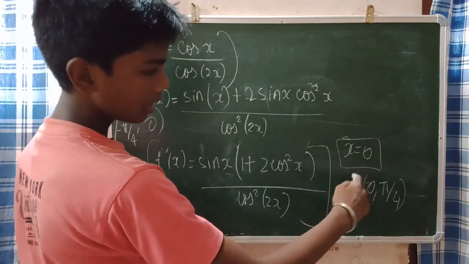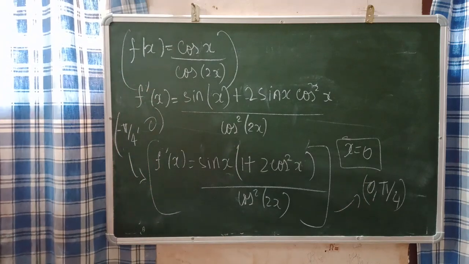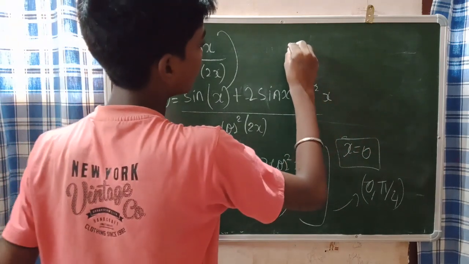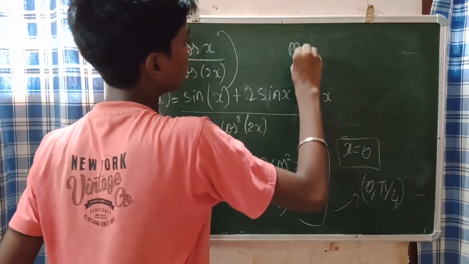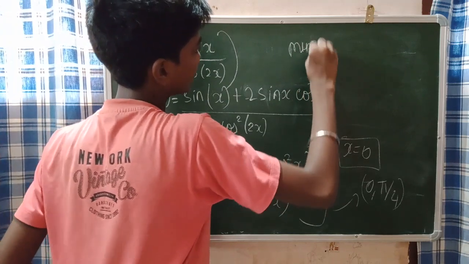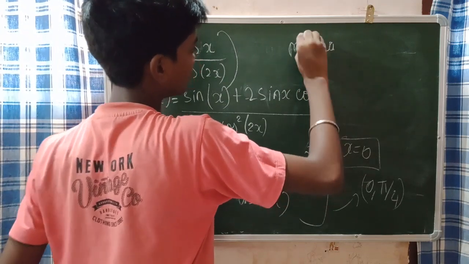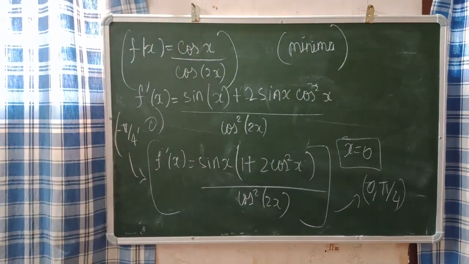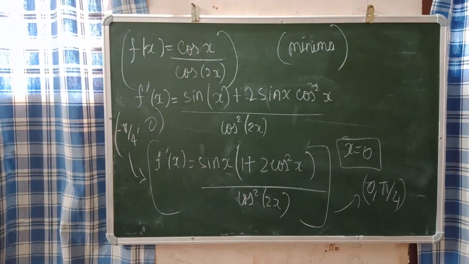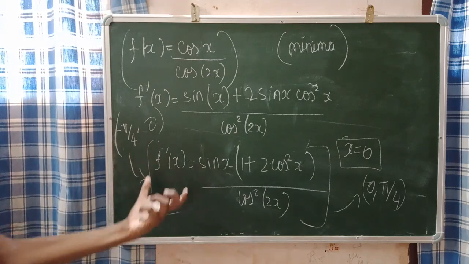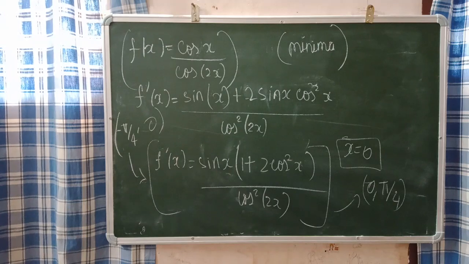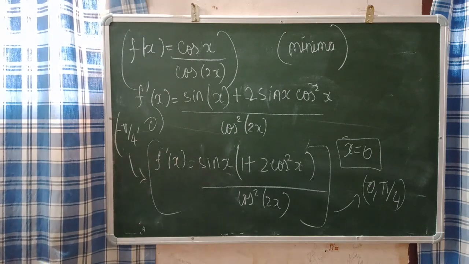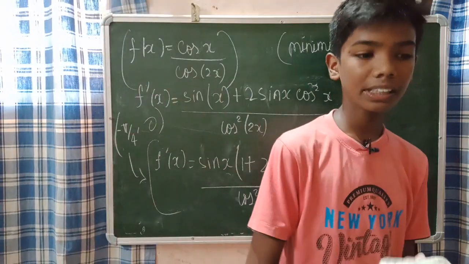As x is equal to 0, I will say that it has minima. And that's the answer for this question. It has minima at the critical point x is equal to 0. These are all properties. This is f dash of x. So it has minima, and that's the answer for the question. That's all, guys. I will solve the left out question in another video.